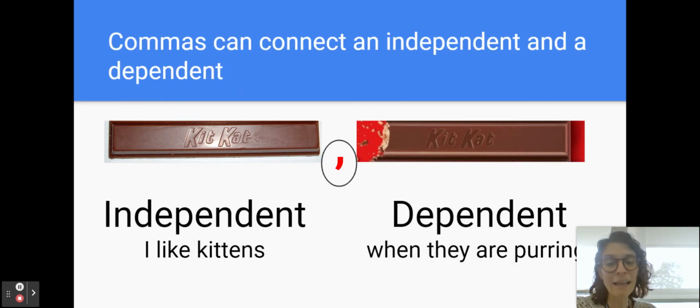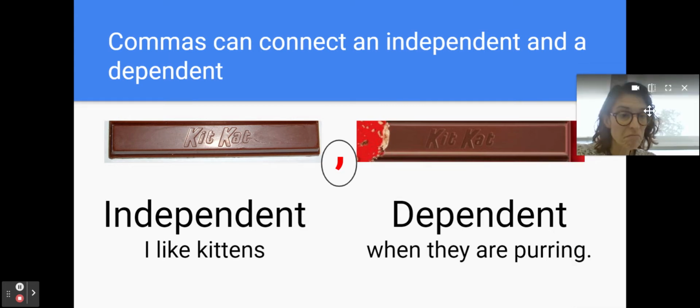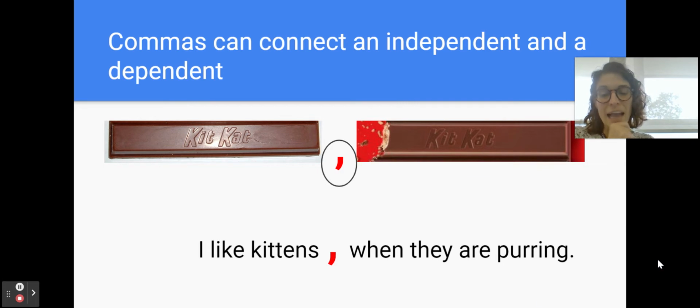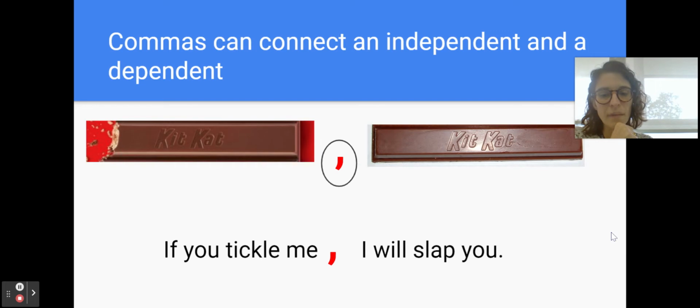So for example, I like kittens. That's an independent clause. Could be its own sentence, could stand alone. Then we have a dependent clause, when they are purring. That can't stand alone. It needs more information, like I like kittens. Yeah, I like kittens when they are purring. And here's how we join it with a comma. I like kittens, comma, when they are purring.